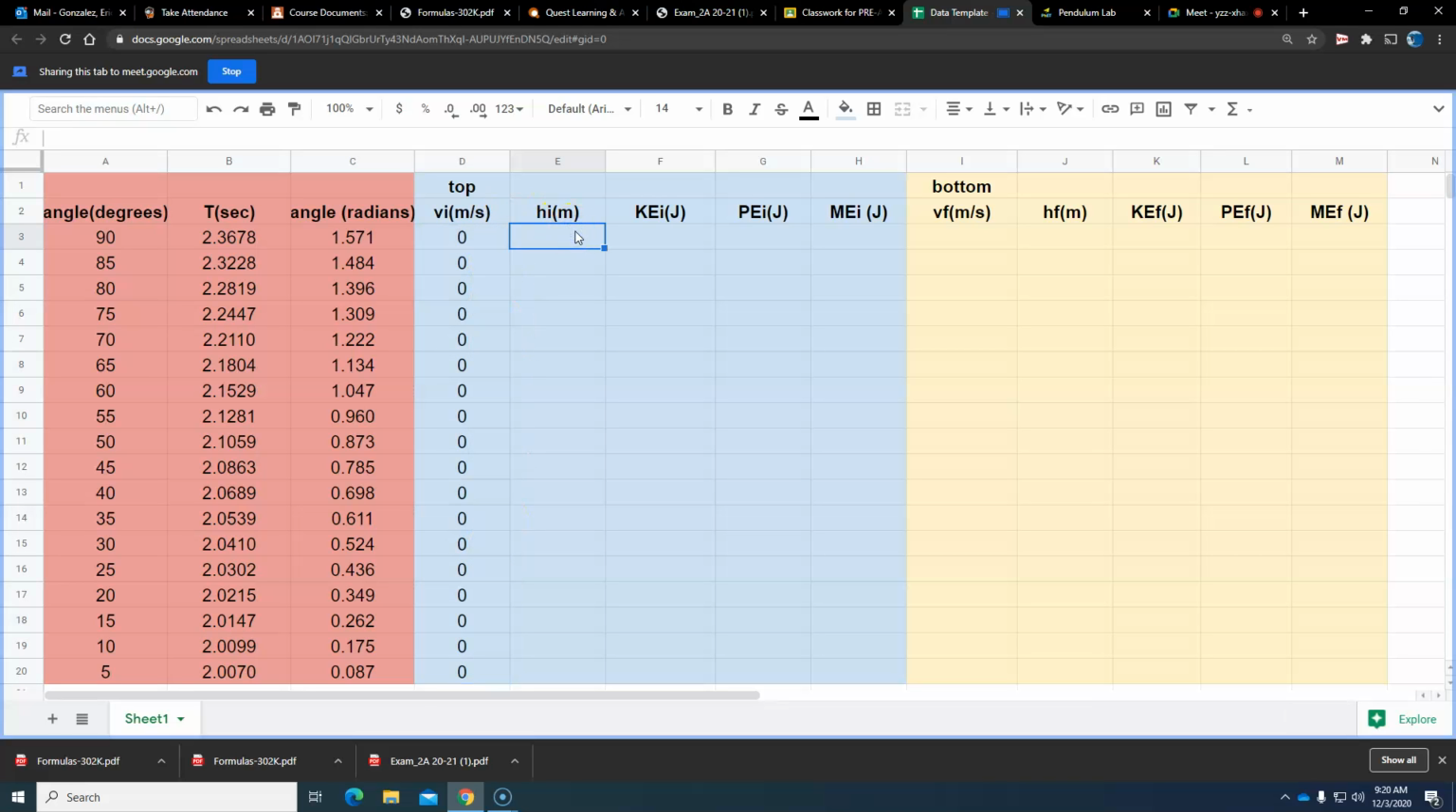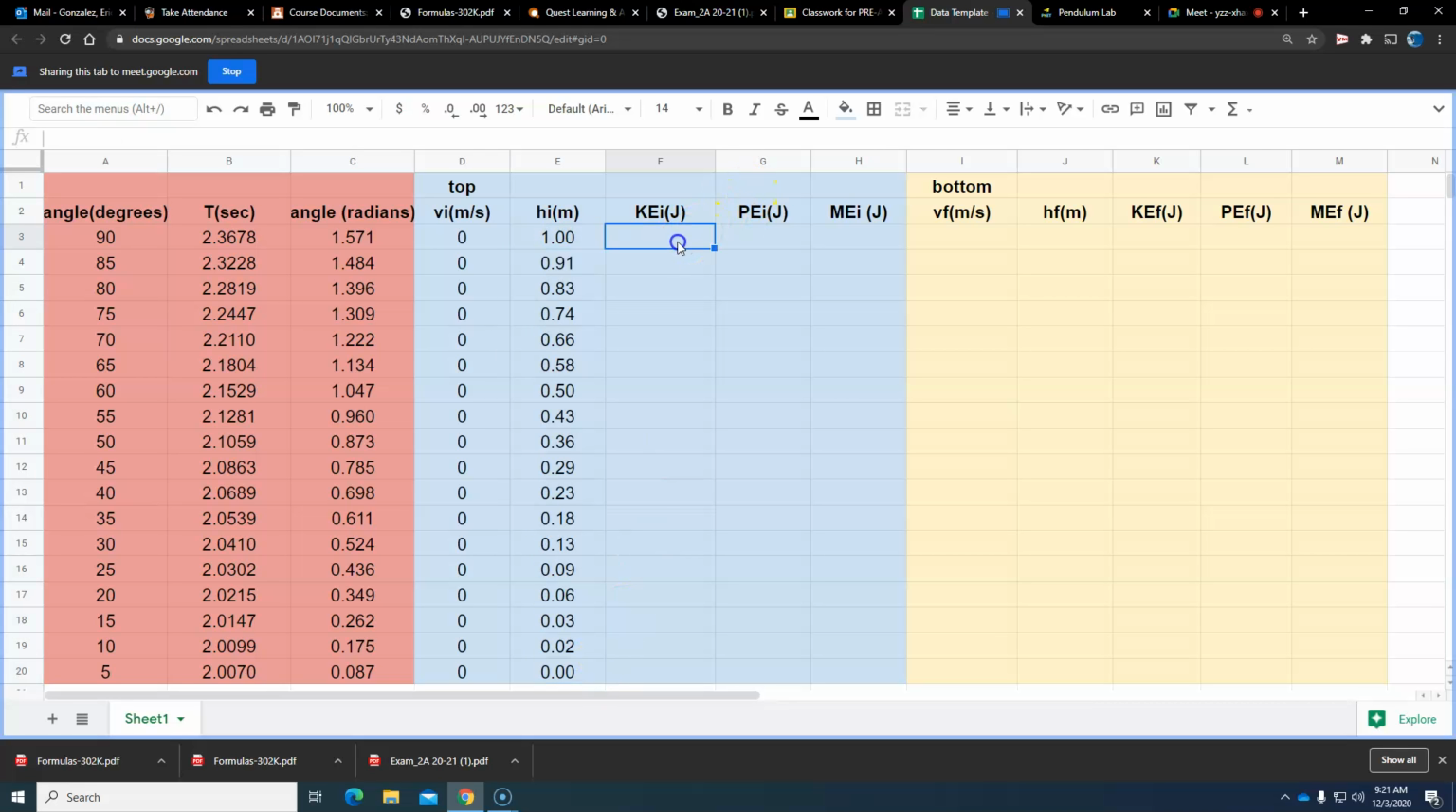And the height, I explained it to you. The height is 1. The length is 1 minus cosine of the angle. Make sure you click the 1 in radians. And that is the height at which you let it go if the length is 1. Okay? And those are the heights.